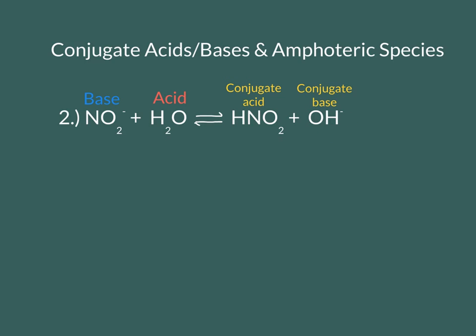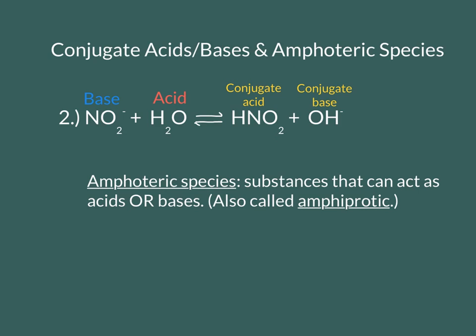There's one other thing I hope you noticed about this reaction. In our previous example with acetic acid and water, our water acted as the Brønsted-Lowry base, whereas here in this reaction it's acting as a Brønsted-Lowry acid. That's because water is an amphoteric species, and amphoteric species are substances that can act as either an acid or a base. Water is one of the most common amphoteric species we'll see and work with, but there are plenty of others that can either be an acid or a base, depending on whether they are accepting or donating protons.